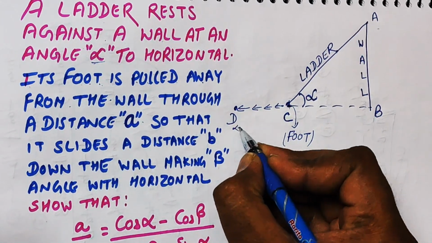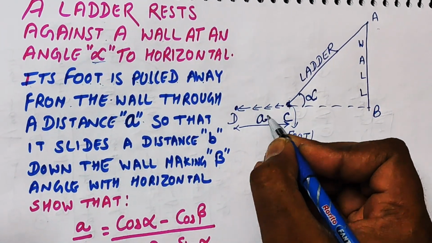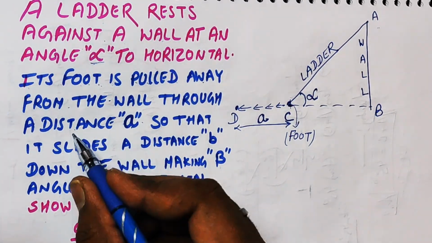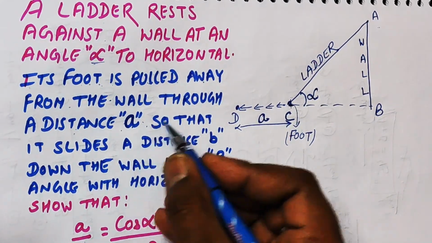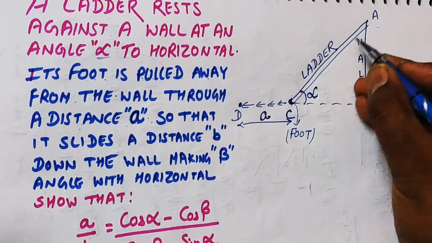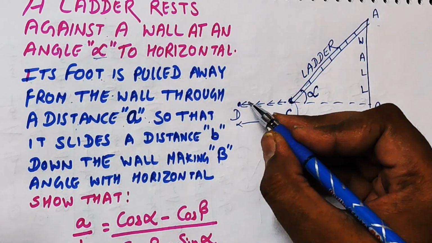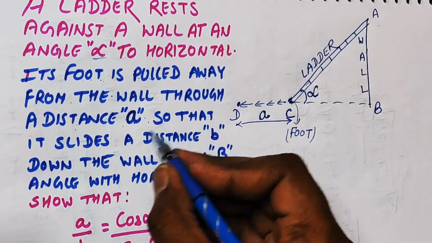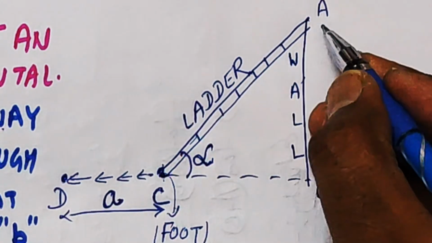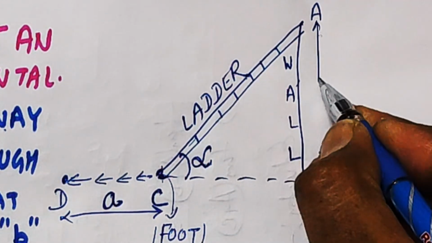So after pulling, we just moved the ladder foot from C to D, and you can see in the question, this is pulled by distance A. So this is the distance A, CD. I am showing the structure of the ladder over here so that it becomes interesting. And as per the data we have taken from the question, this ladder is leaning on the wall.